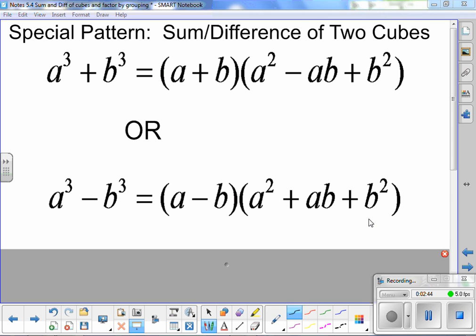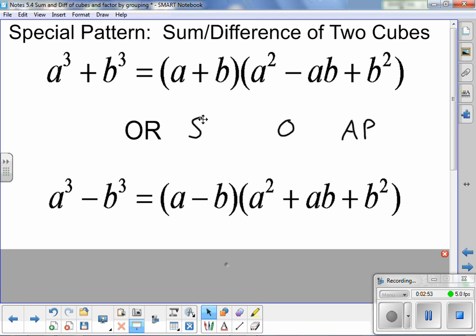Something that I've learned that helps people memorize this is SOAP. So if you look at this, if you're starting with this as your question, the first sign is a plus because S stands for same, so same sign as the beginning. Second sign is opposite sign from the beginning, and last one is always positive. So if you have a minus, same sign is negative, opposite sign would be positive, and the last sign would always be positive. Okay, so these are two formulas for the special pattern for sum and difference.